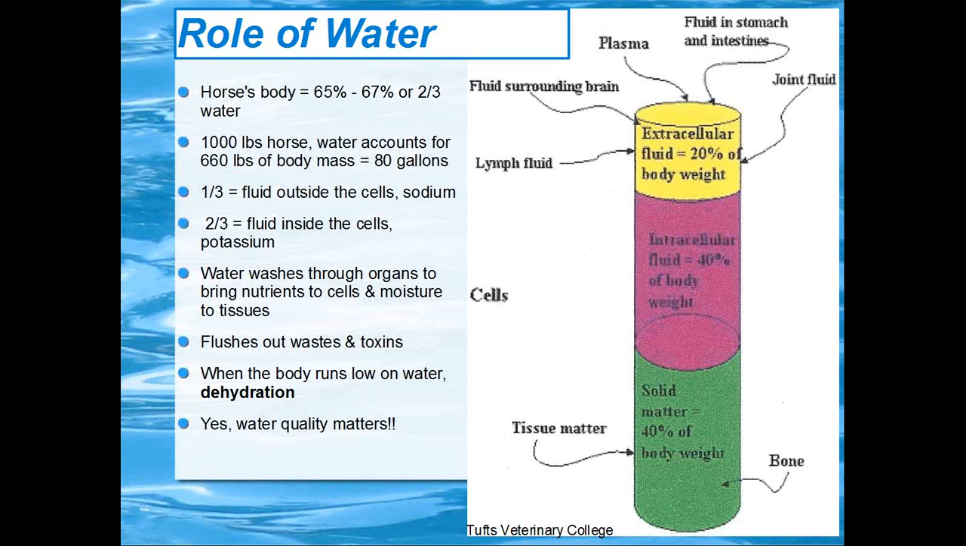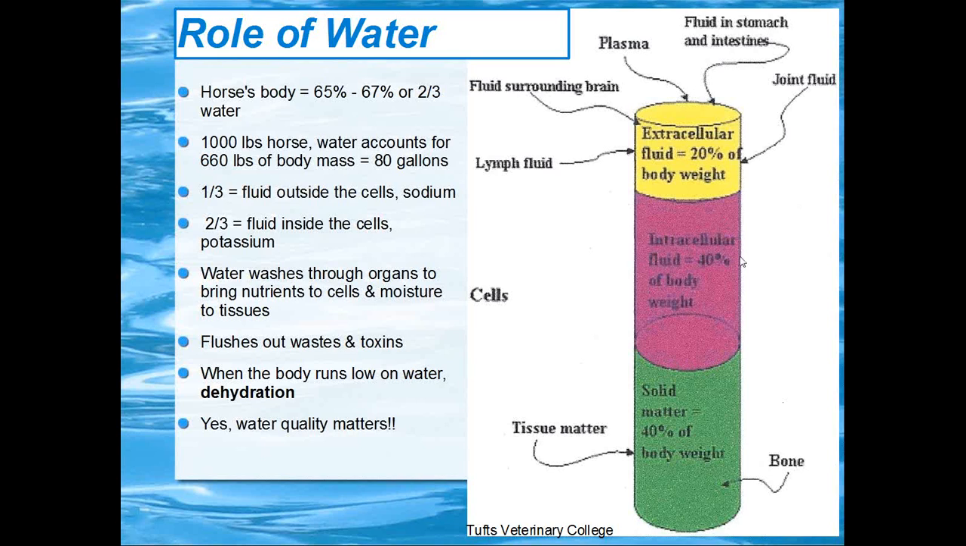and we're going to get into that as well. So looking at the chart on the side, the top portion in yellow is extracellular, so the fluid outside the cells in your horse's body is 20% of your horse's body weight. Those fluids contain joint fluid. Plasma is fluid, blood plasma, so that's in the blood. Fluid in the stomach, intestines, even that surrounding the brain, and the lymph fluid is part of our immune system.